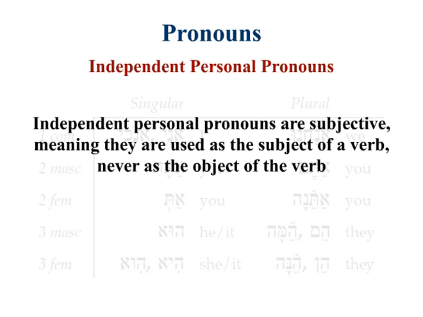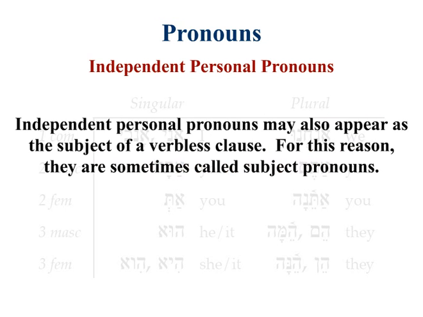The second observation is that independent personal pronouns are subjective, meaning by the term subjective that they are used as the subject of a verb, never as the object of a verb. The third observation, independent personal pronouns may also appear as the subject of a verbless clause. For this reason, they are sometimes called subject pronouns.